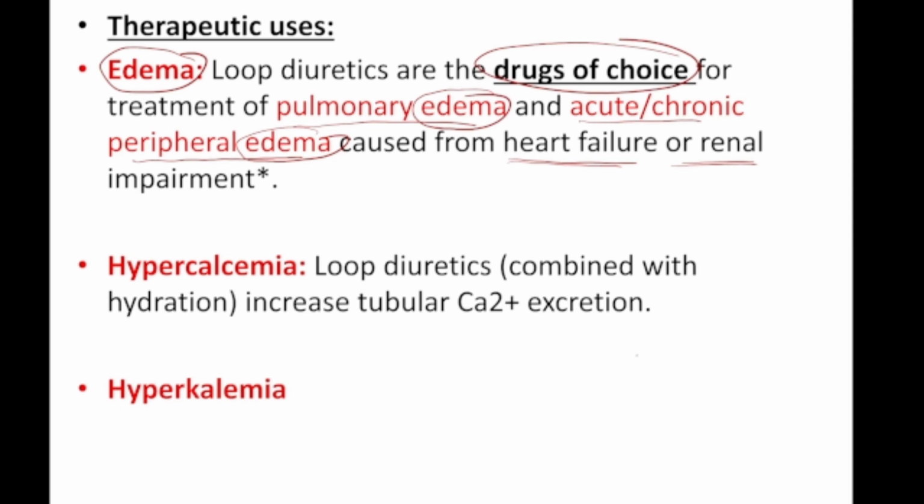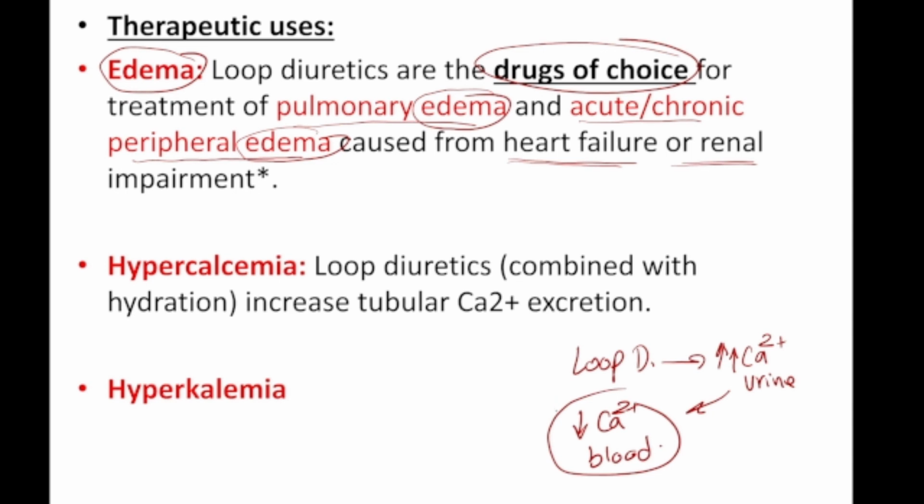We already discussed that loop diuretic enhances elimination of calcium in the urine. That means loop diuretic will decrease calcium in the blood. In this case, we can prescribe it for patients who suffer from hypercalcemia. Any patient with hypercalcemia, loop diuretic may decrease it. But remember, we need to treat the causes of hypercalcemia, and we need to diagnose your patient.